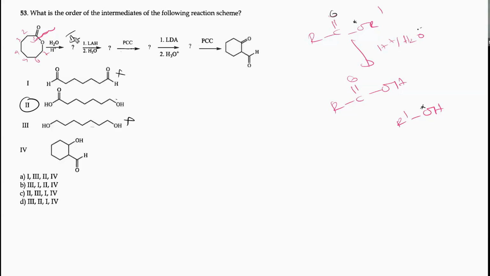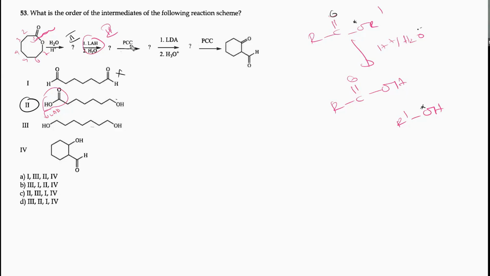So you have a carboxylic acid and an alcohol. When you use lithium aluminum hydride, it is not going to do anything to the alcohol, because that's the best it can do. But it will reduce the carboxylic acid to an alcohol. So now you convert your molecule to a diol, which is going to be 3, because lithium aluminum hydride will do that.